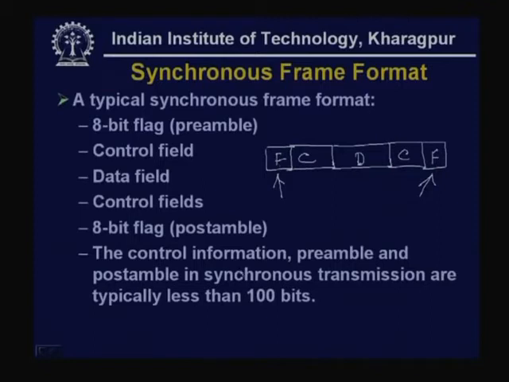So the control information, preamble and postamble in synchronous transmission are typically less than 100 bits. These are essentially the overhead. So this is restricted to less than 100 bits, and the data can be thousands of bits. Since this is thousands of bits and this is restricted to only 100 bits, obviously the overhead is an insignificant portion of the entire frame that is being sent. As a result, it gives you higher efficiency.